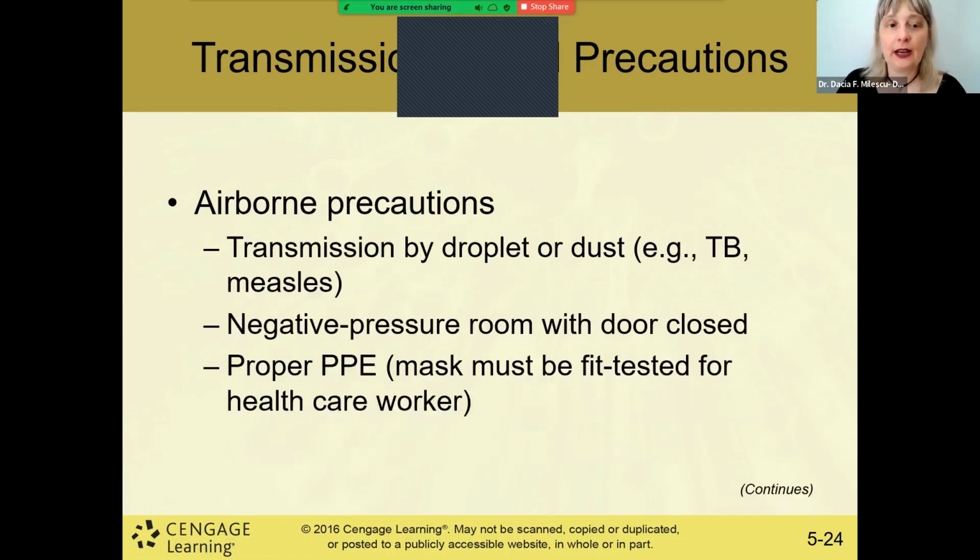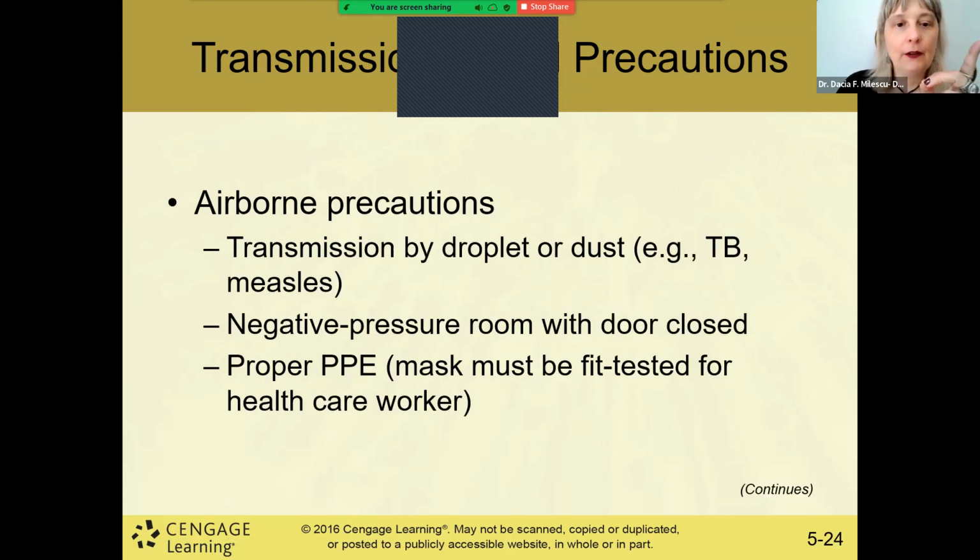Airborne precautions. If you think it's going to be by droplet or dust, such as TB or measles, you need a negative pressure room with the door closed. You need proper PPE, which means not your regular mask, but a mask with a shield, and it must be fitted. Okay, that is a special fitted mask that every healthcare worker gets at the hospital.